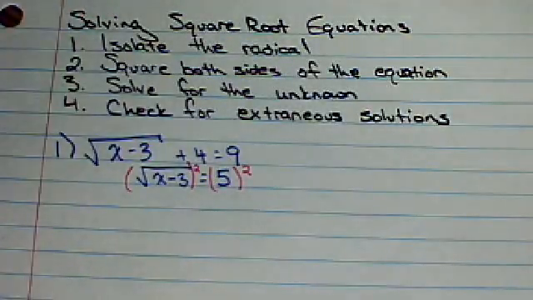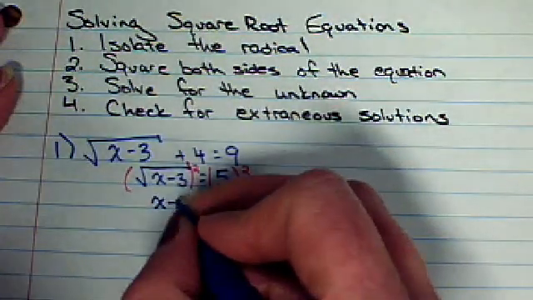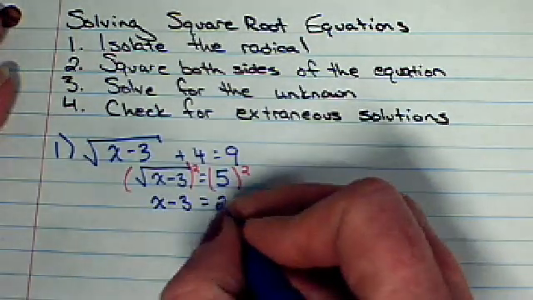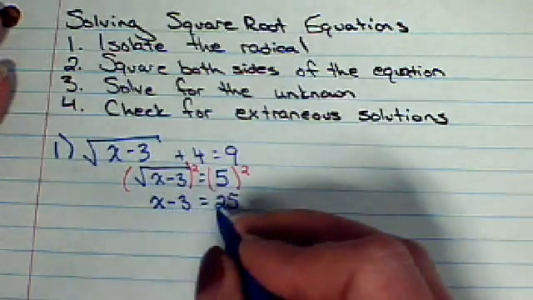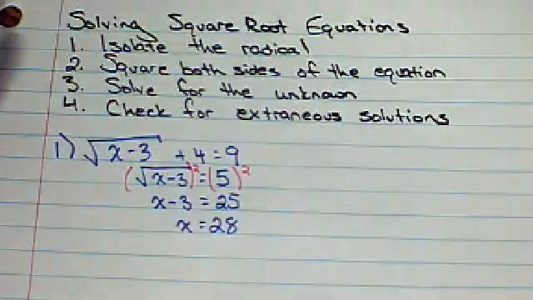So I'm going to square this side of the equation and square this side of the equation. When we square a square root, remember these are inverse operations. They undo each other. So squaring a square root just gives me the radicand back, the thing underneath, x minus 3, equals 5 squared, which is 25. Now I can solve for the unknown. We're going to add 3 to get x all by itself, and we get 28.